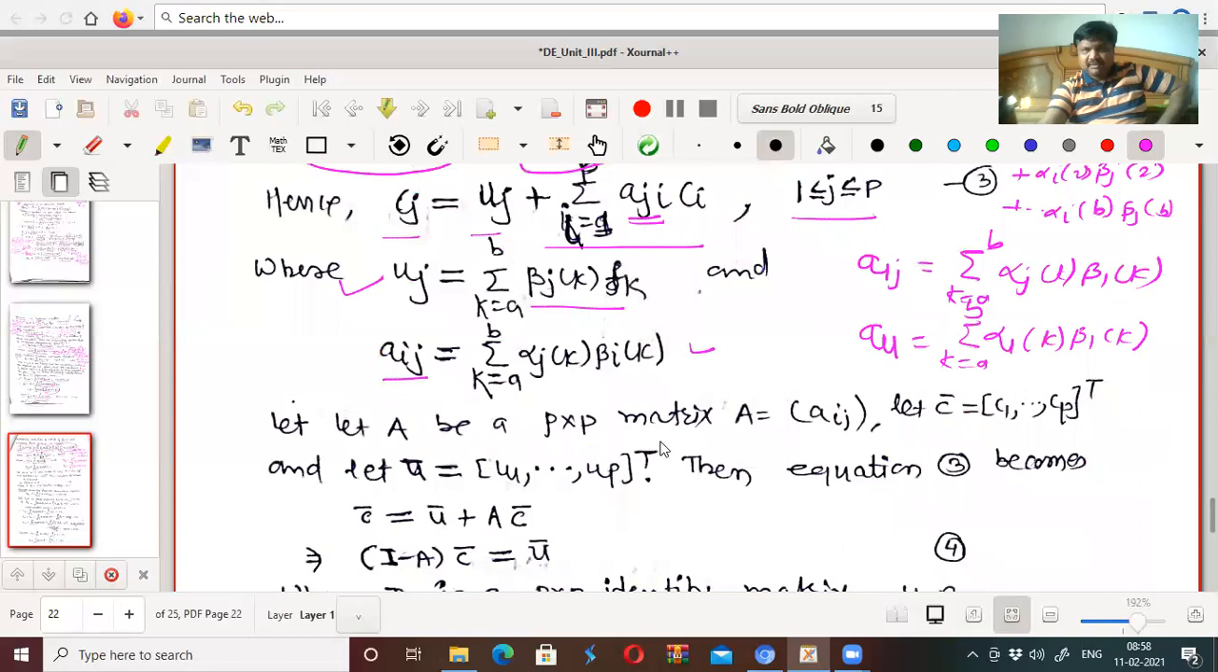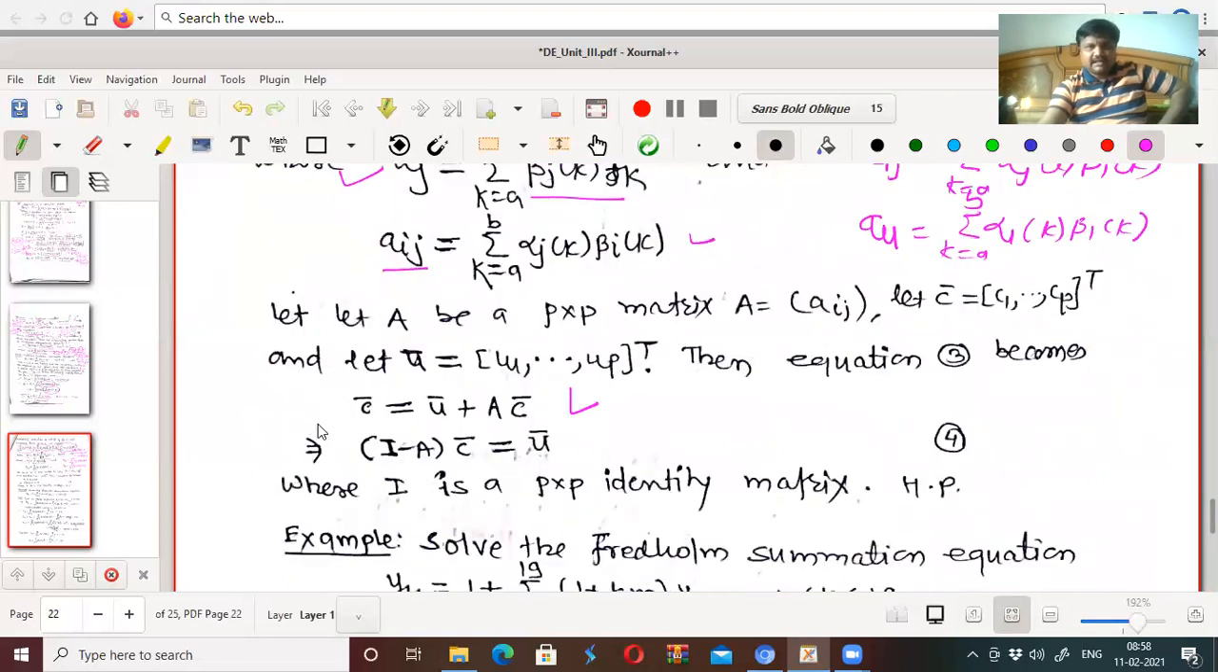Let capital A be a p by p matrix A of Aij, and C bar equal to C1 up to Cp transpose, U bar equal to U1 up to Up transpose. Then equation 3 becomes, how can you write this? C bar, the column matrix, equal to U bar plus A, this matrix A, into C bar. So I minus A, this is the identity matrix, minus A into C bar equal to U bar, where I is the p by p identity matrix.